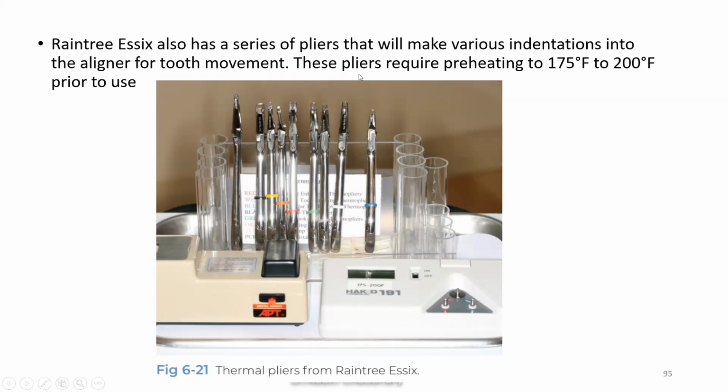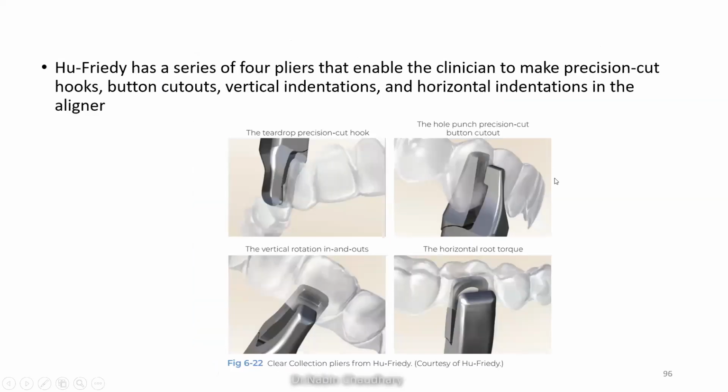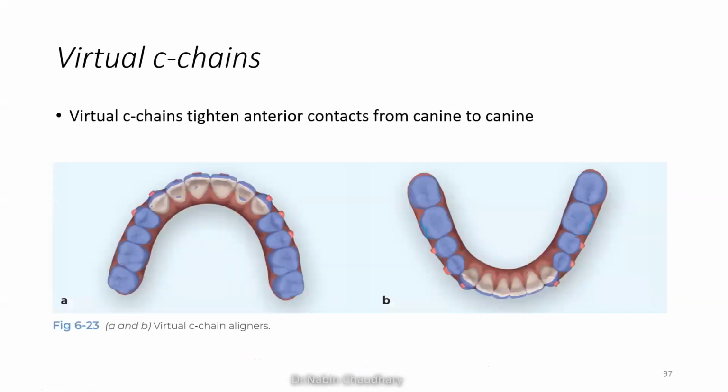And these pliers will generally require preheating to approximately 175 to 200 degrees Fahrenheit before use. Also, the Wolf-Ferry company has 4 different types of pliers, and this includes the teardrop precision cut hook plier, the wall punch precision cut bottom cutout plier, the vertical rotation in-out plier, and the horizontal root torque plier, which are generally used during the finishing stages.